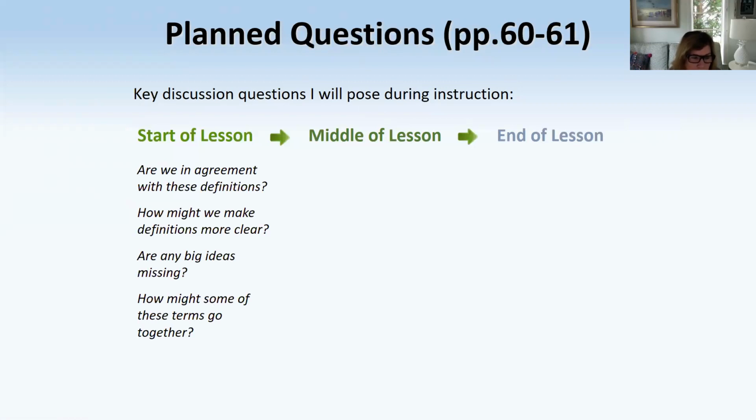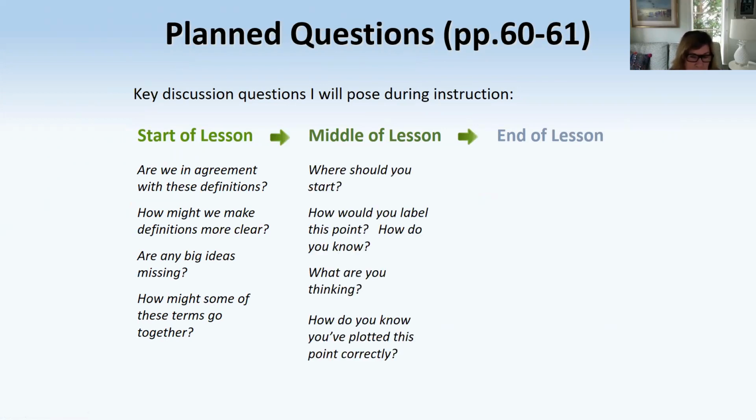You know, what comes to mind when you think of coordinate graphing? Are we in agreement with the definitions? Are any big ideas missing? So really getting a sense of what the students are bringing to the lesson. In the middle of the lesson, as students were really learning about plotting points on a coordinate grid, she was asking another range of questions really targeted at the learning goals. Where would you start? I mean, what are you thinking is a generic question that you can ask in any discipline, but the other questions here are really targeted on the goals and the criteria.